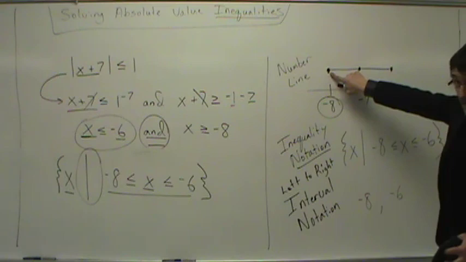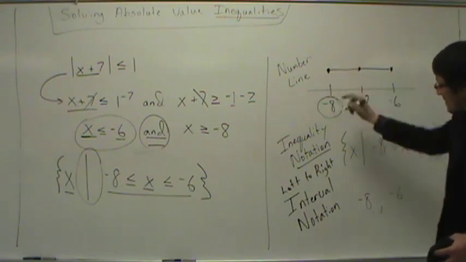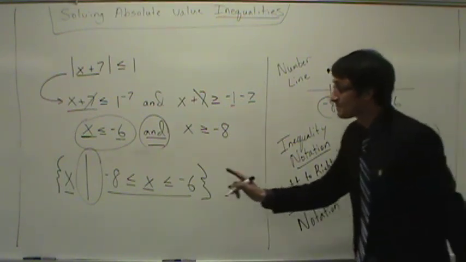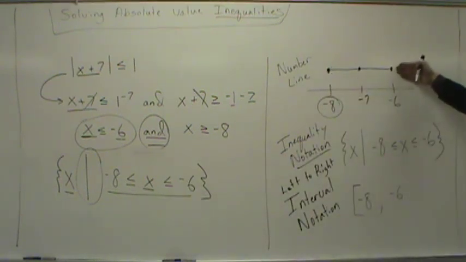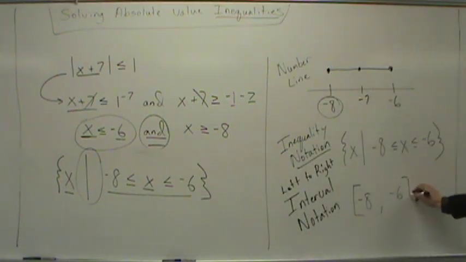Open or closed at -8, okay? Open or closed. You see that it is closed, so we're going to use a bracket, okay? And open or closed at -6. You see that it is closed, so we're again going to use a bracket.